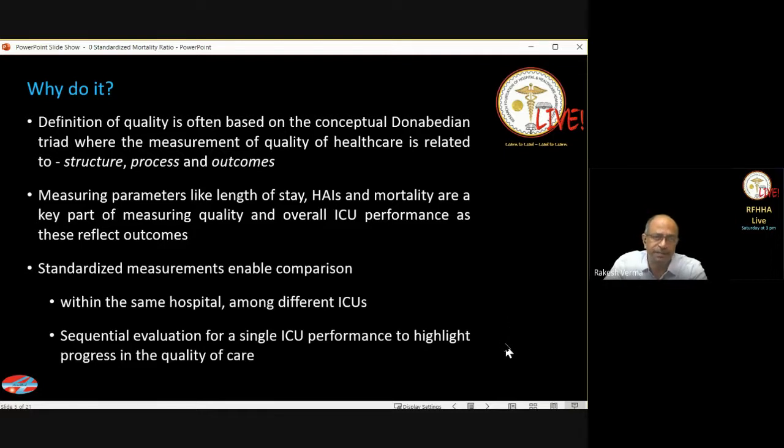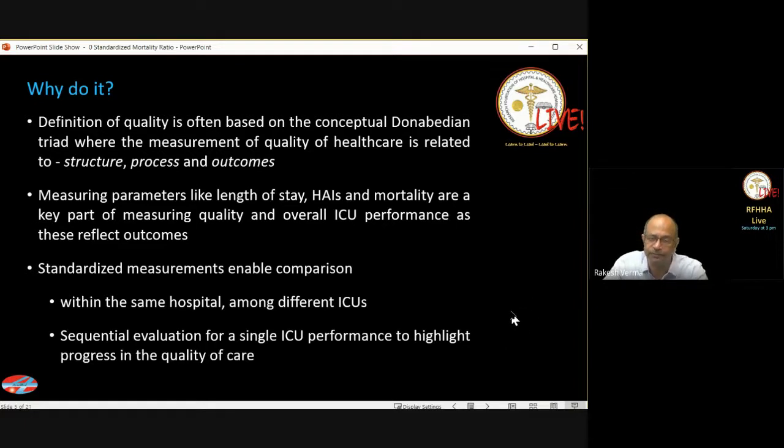This comparison can be within the same hospital. If you have multiple ICUs, then you could compare the performance of multiple ICUs. Because you're using a particular scoring system, and this scoring system is used in each of the ICUs in the same hospital, you can compare the performance of even the medical ICU versus the surgical ICU in terms of mortality. Please remember that it is important to know what the parameter is based on which the comparison is being made, and this is mortality.